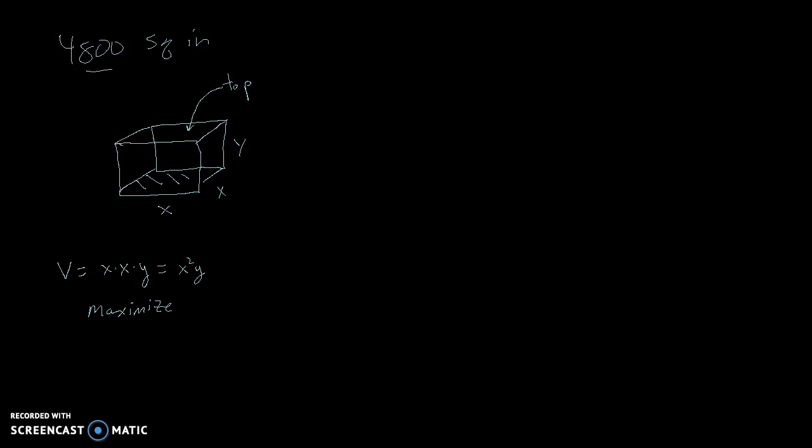The total amount of material that's used to make this box is equal to x squared square inches for the base, plus each side is going to be x inches by y inches. The front here is x inches by y inches. The back is x inches by y inches, and so are the sides. So there's four sides. We have 4xy. The front, the back, and the two sides. That's 4xy. And the total amount of material, if we're trying to maximize the volume, we should use all of the material. So that will equal 4,800.